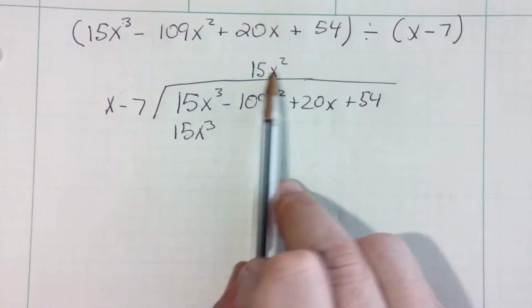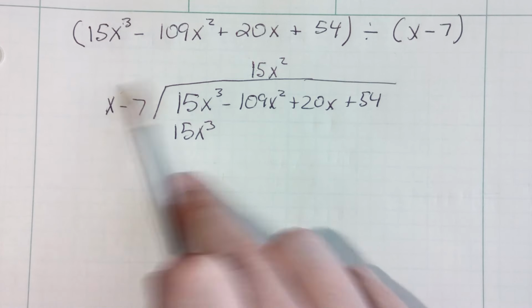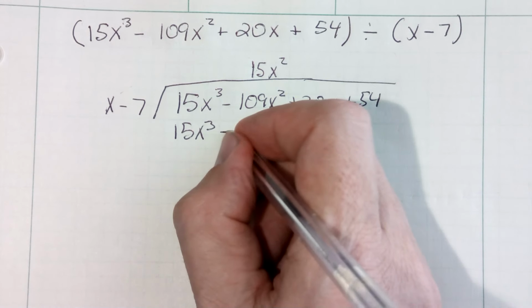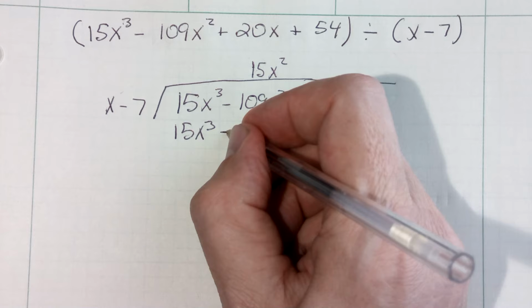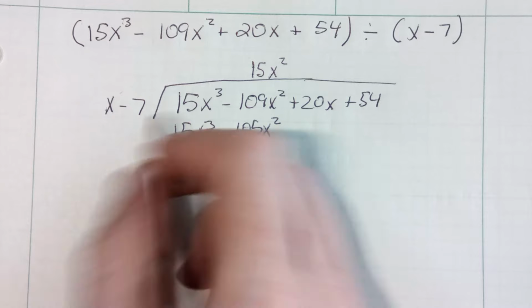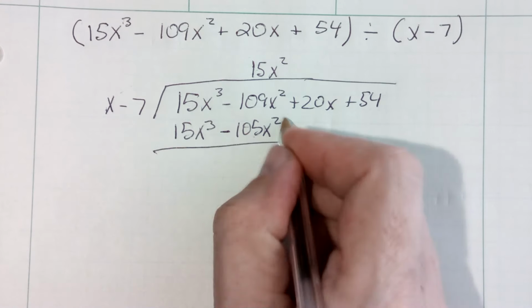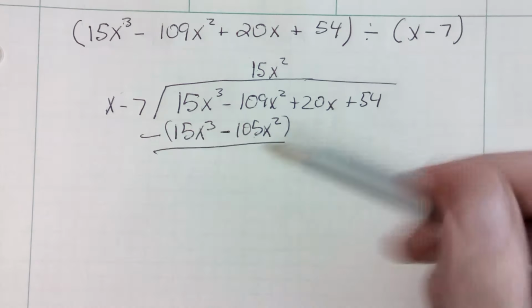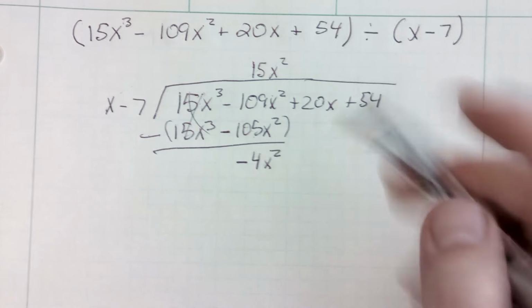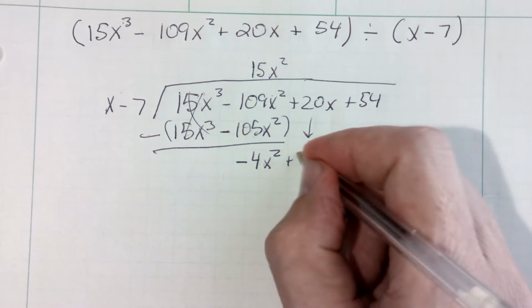When I multiply that now by the second term, because remember, I have to distribute. There's two terms in my divisor. 15x squared times 7 is going to be a negative 105x squared. Now I have the two terms that I got by multiplying. I'm going to put my line, I'm going to put my parentheses, I'm going to minus. 15x cubed minus 15x cubed cancels. A negative 109 minus a minus 105, or add 105, gives me a negative 4x squared, because we're just minusing the coefficients.